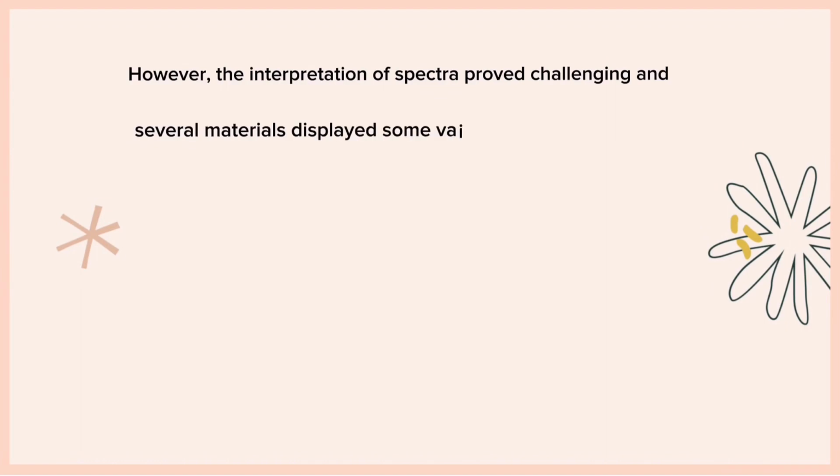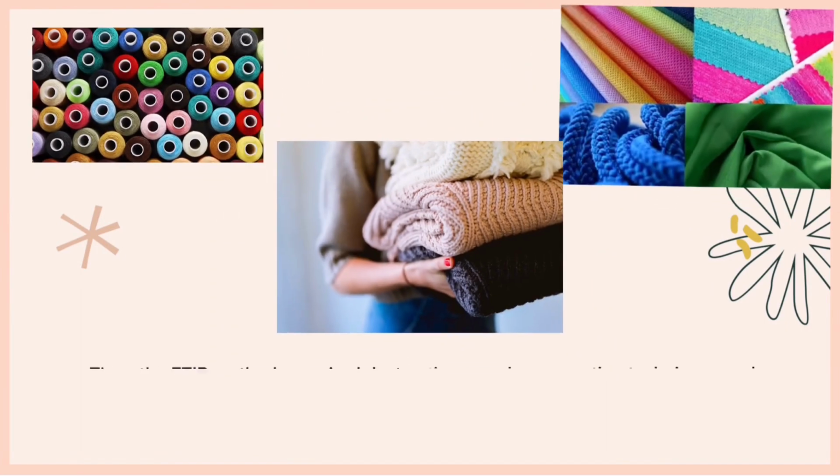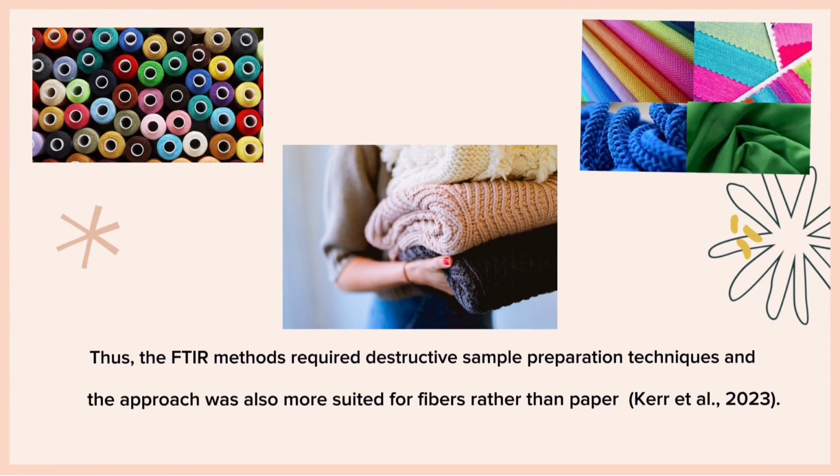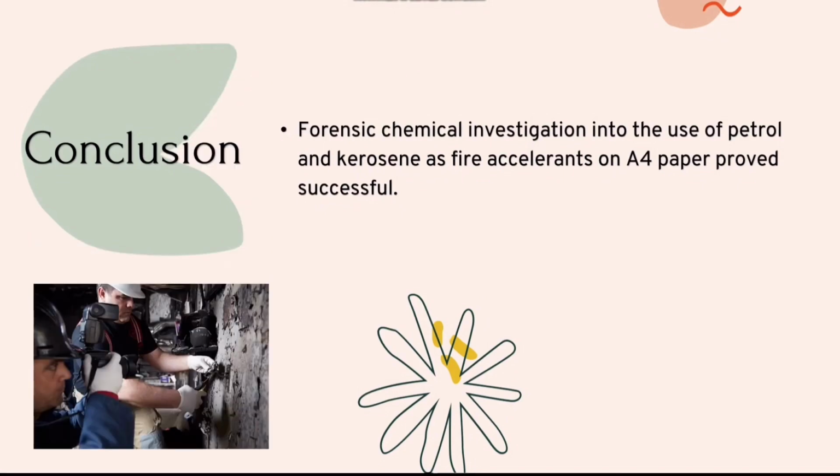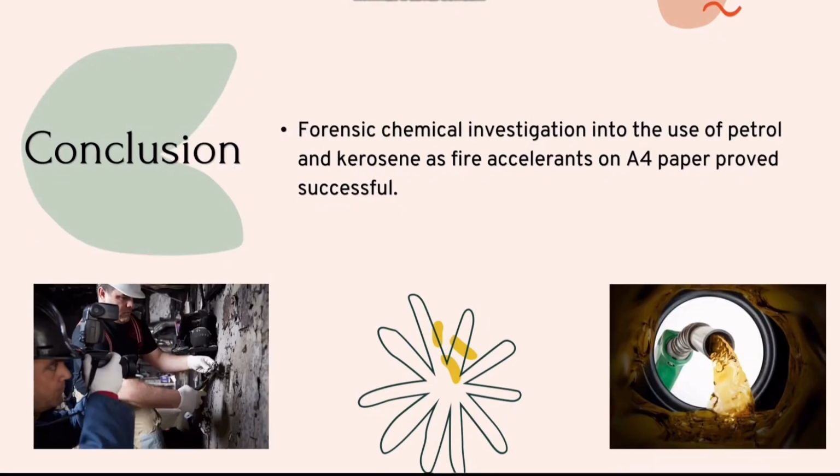However, the spectra showed some variance across the various decomposition techniques. Thus, the FTIR method required destructive sample preparation techniques, and the approach was also more suited for fibers rather than paper. In conclusion, the forensic chemical investigation into the use of petrol and kerosene as fire accelerants on A4 paper proved successful.